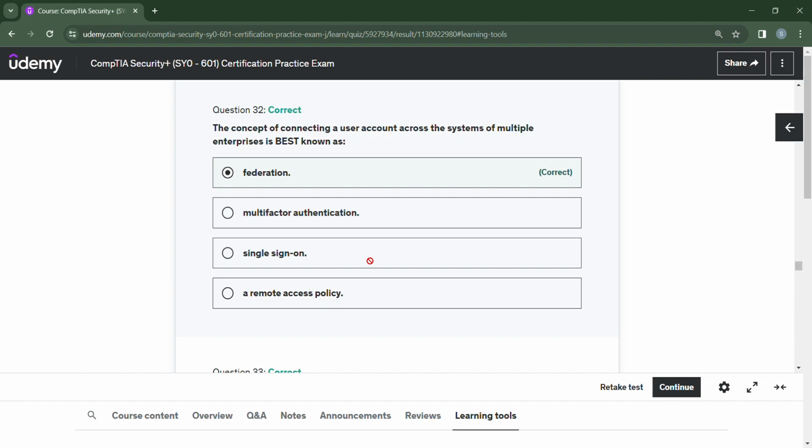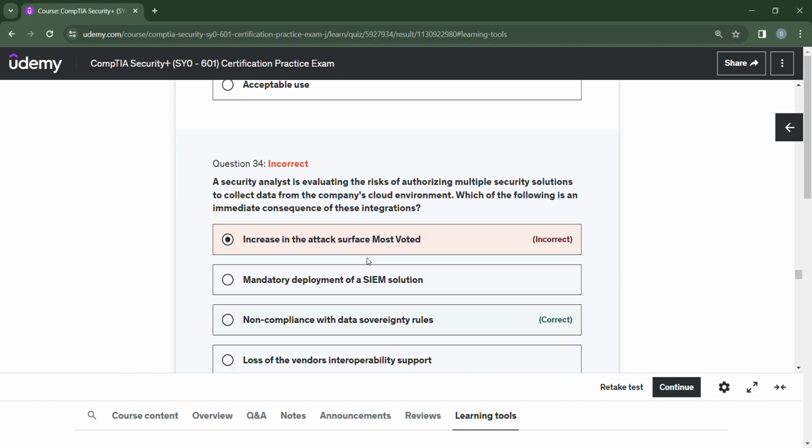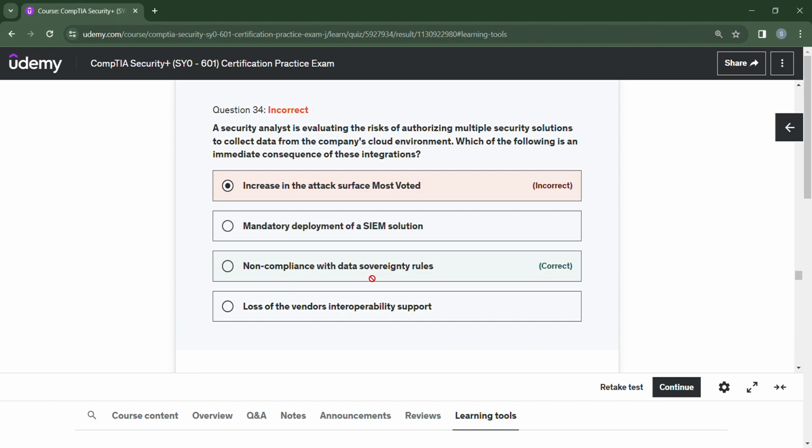Federation, connecting a user account across systems of multiple enterprises. Federation. Clean desk was correct for SOC tours. Best policy to reduce the risk of malicious activity. Clean desk. Okay, non-compliance with data sovereignty rules.